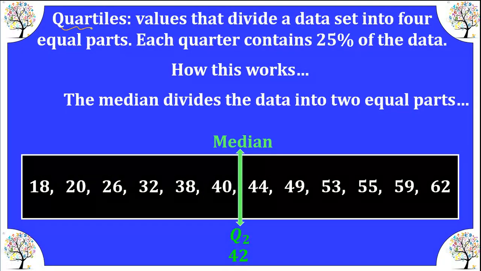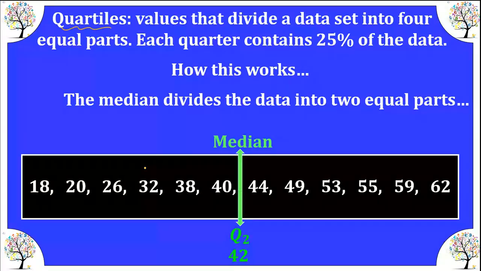So let's talk about quartiles for a moment. These are values, not a range, that divide our set of data into 4 equal parts, and each part represents 25% of the data. The first step is we must arrange the values in our data set from least to greatest, and then we find the middle number.